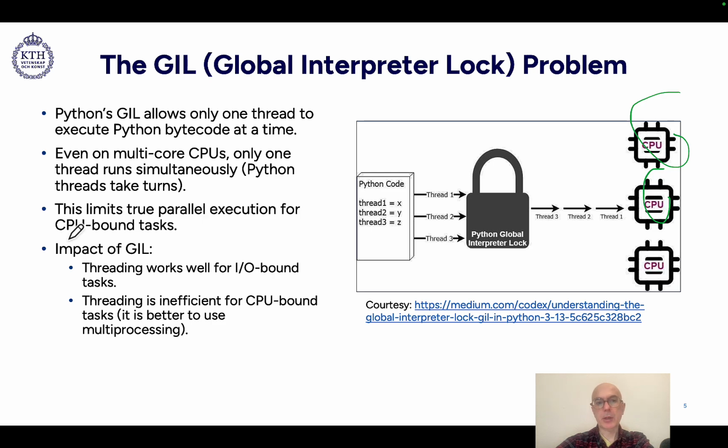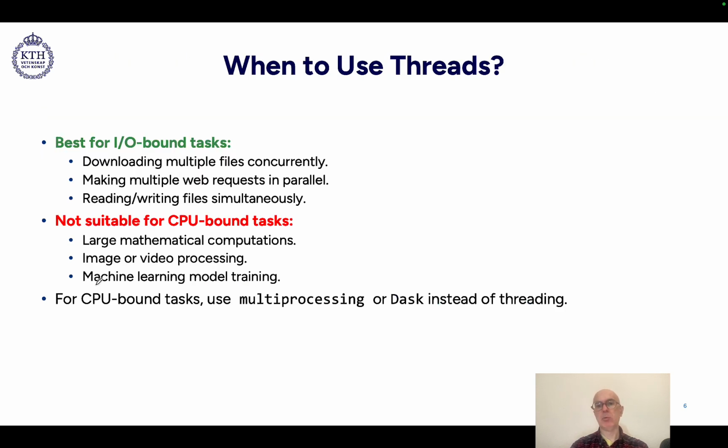So the impact of the GIL is the following. Threads work well for IO-bound tasks, but are generally very inefficient for CPU-bound tasks, because the computationally intensive task is basically serialized. So when to use threads? Well, the previous slides tell you when to use them. They're good when we have IO-bound tasks, but not really suitable for scientific computing workloads. Instead, we need to use the multiprocessing module and the task framework we're going to talk about later.